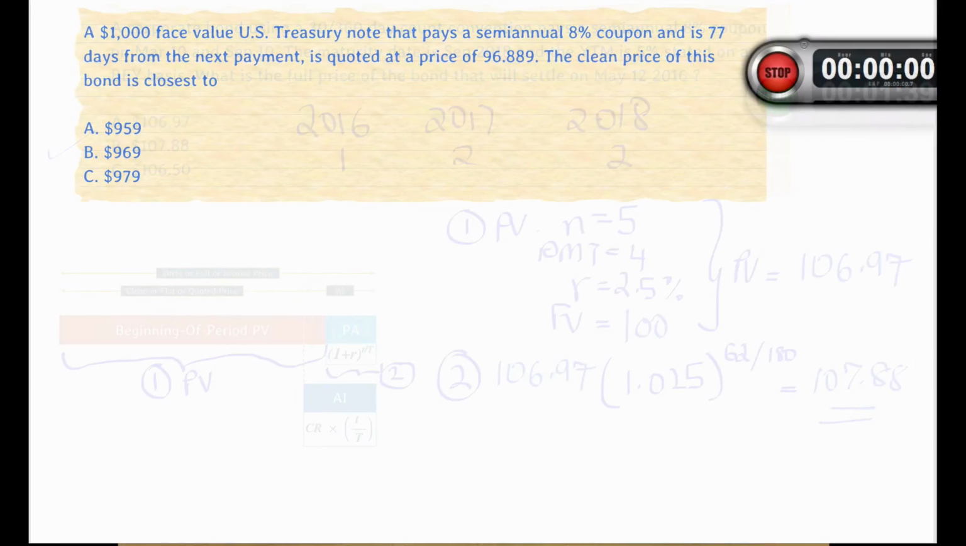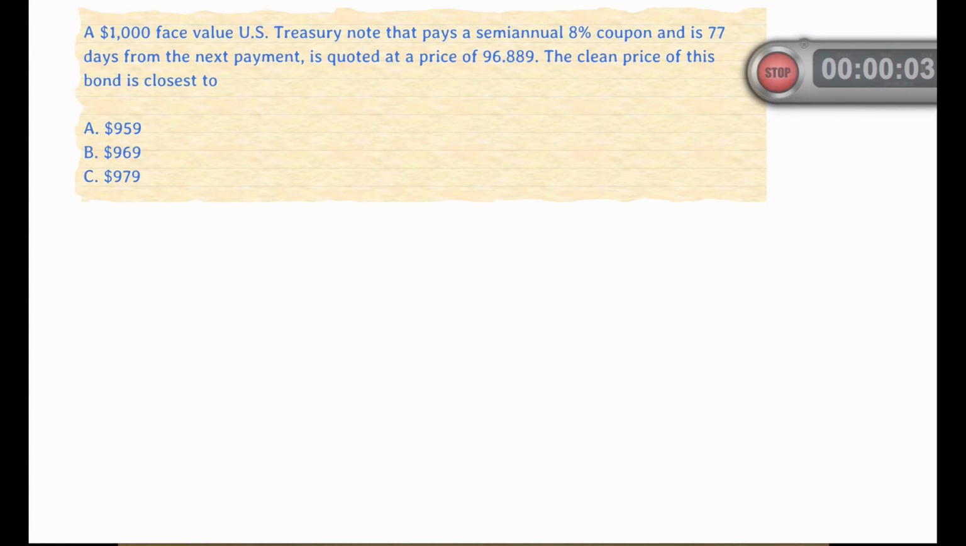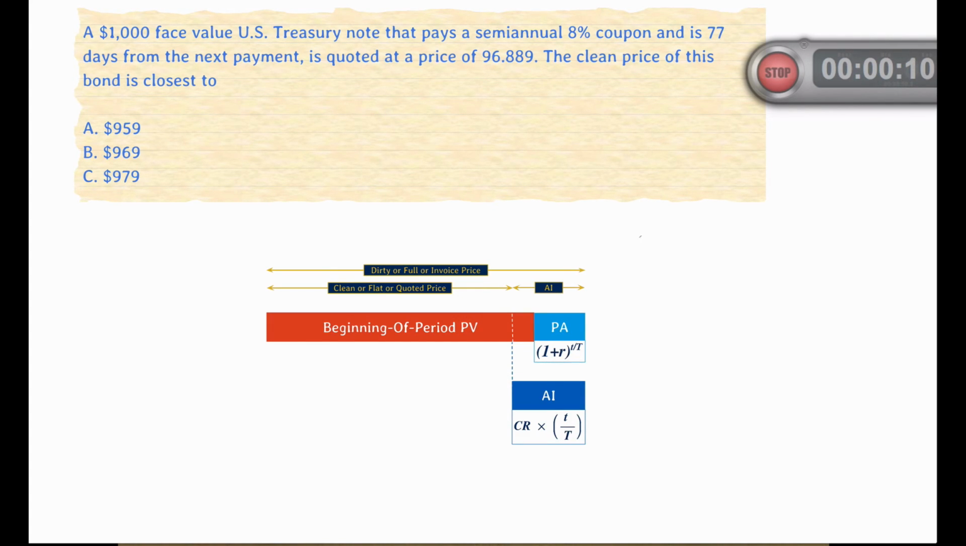Let's look at another problem. Now in this case, we're given a US Treasury note, we're given the coupon rate and the days to the next payment, and we're given the quoted price. Now if we recall our graphic, we realize that the clean or flat or quoted price all refer to the same number. And in fact, we're given the quoted price, which is 96.889 on a $1,000 face value bond. So we're given the answer, we just have to convert this. And of course that becomes 968.89, which is closest to 969. So B is the correct answer.